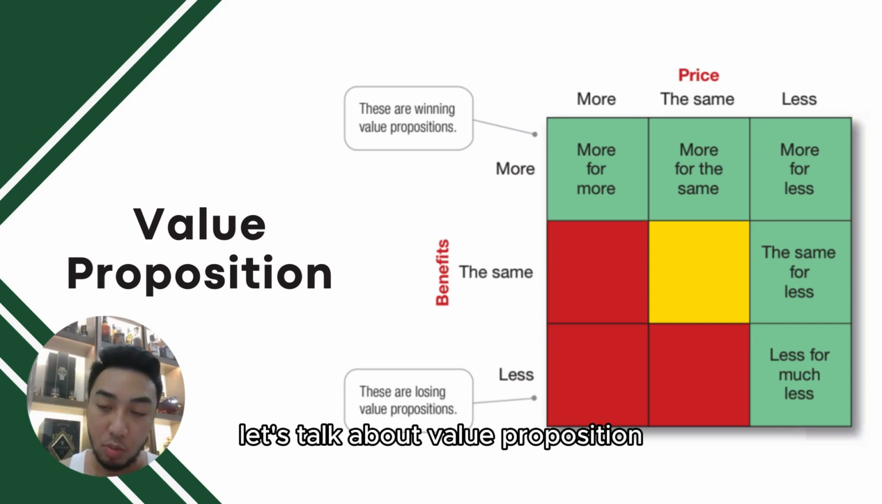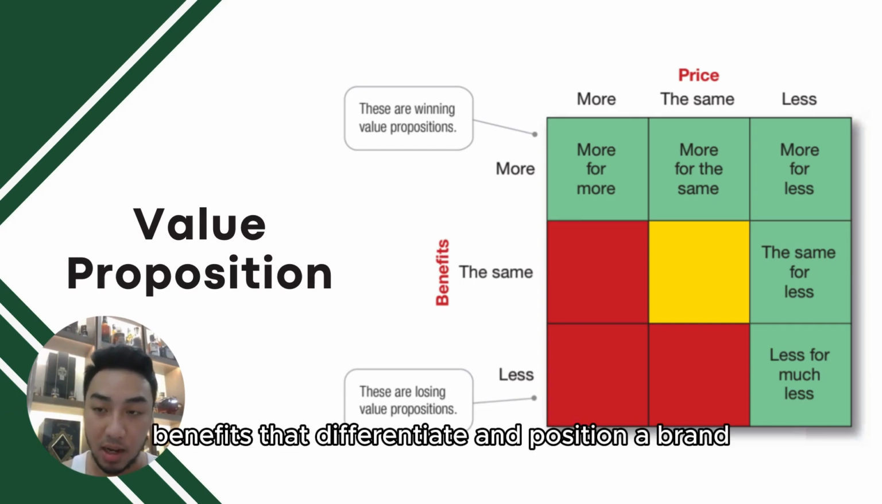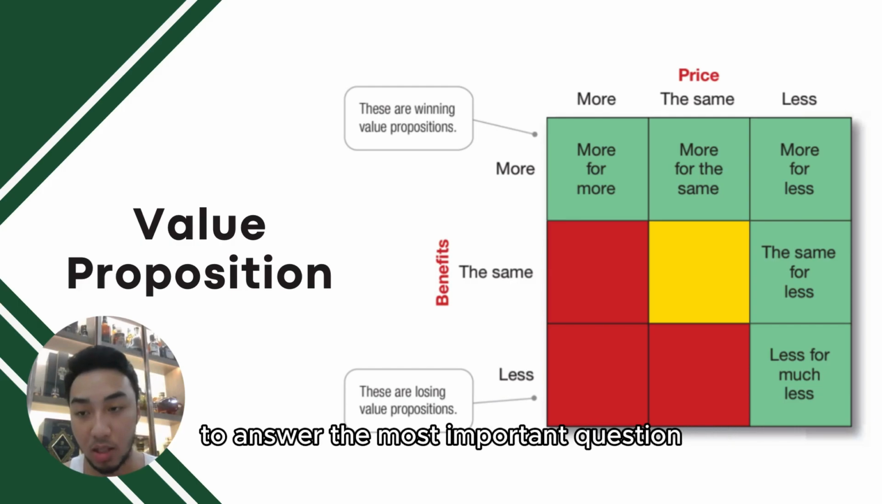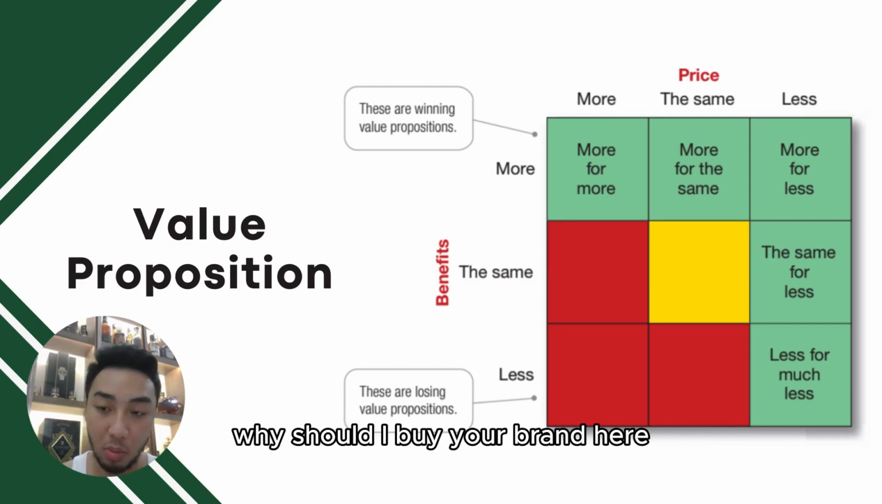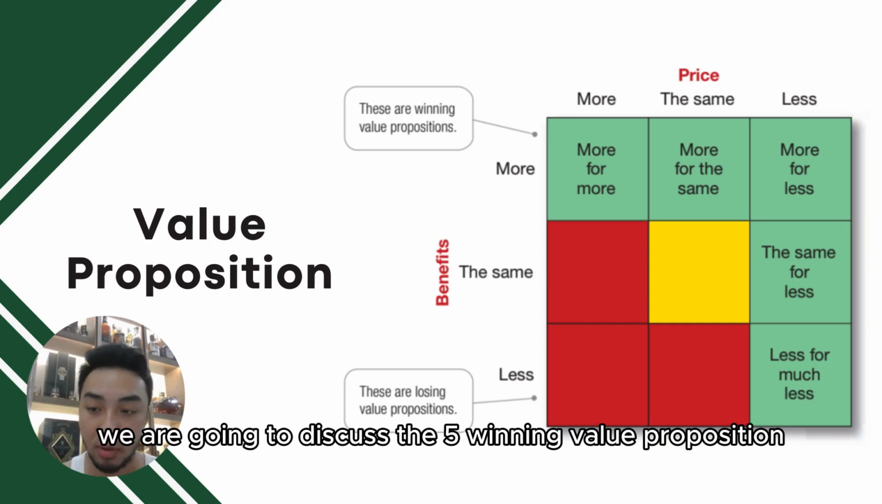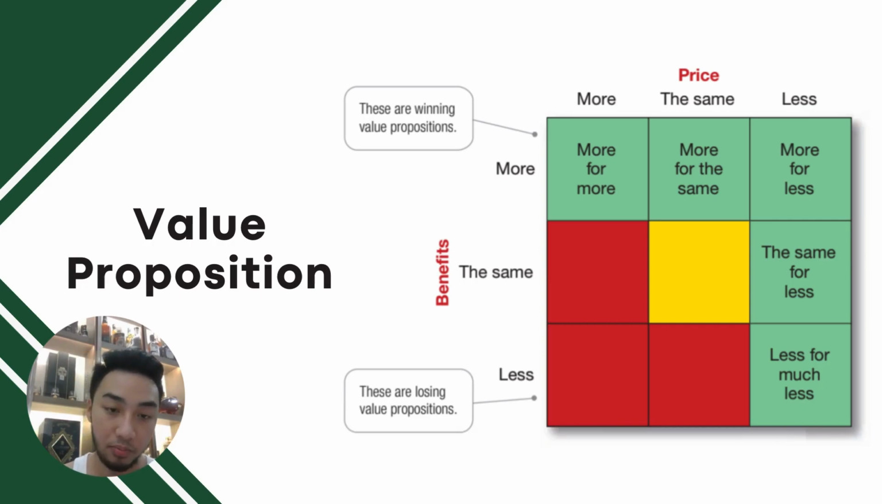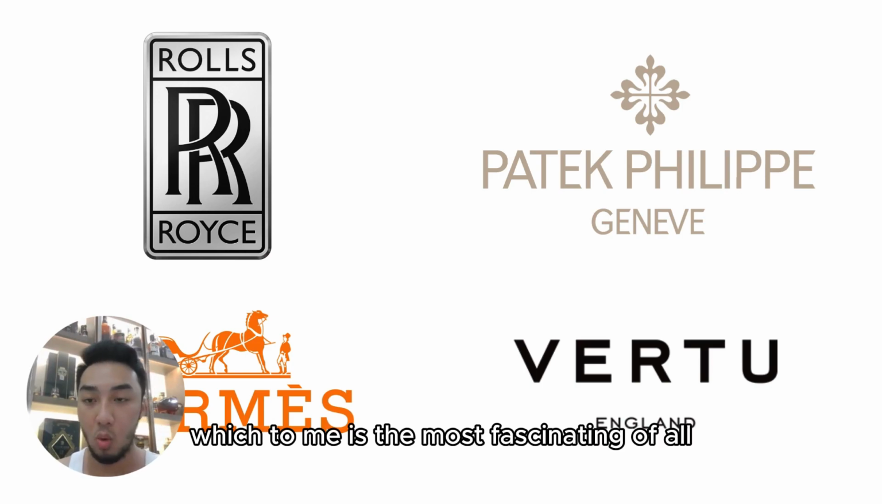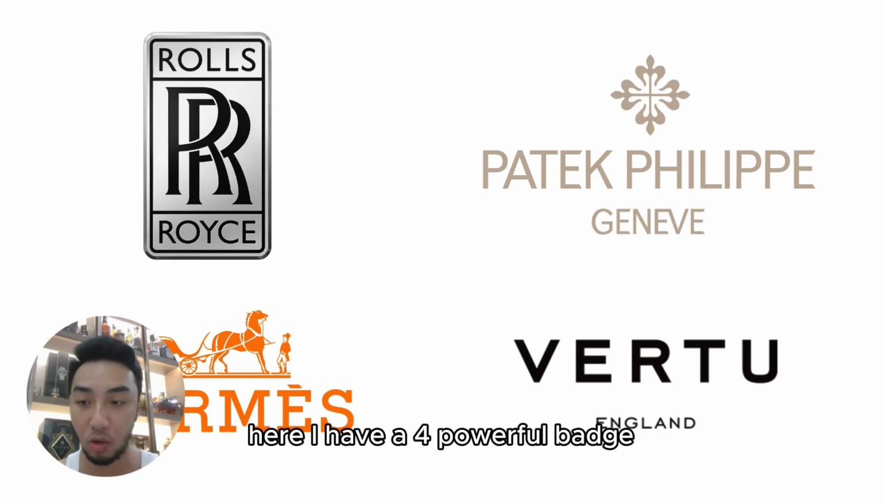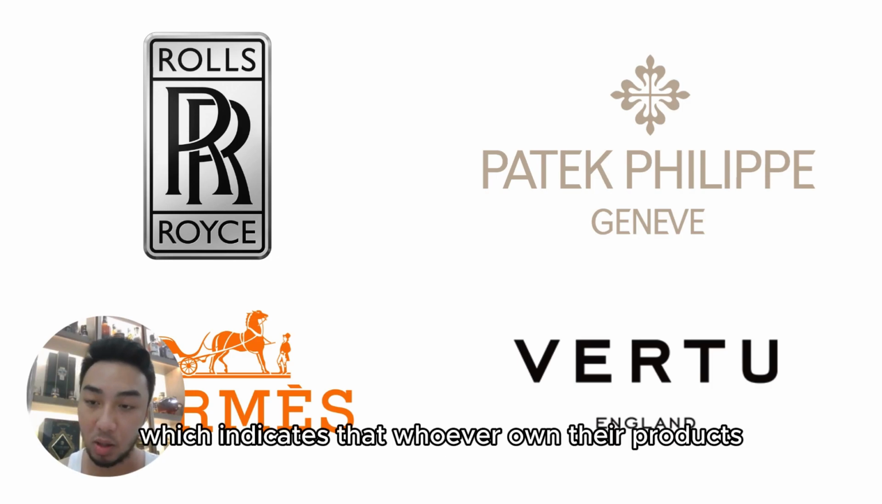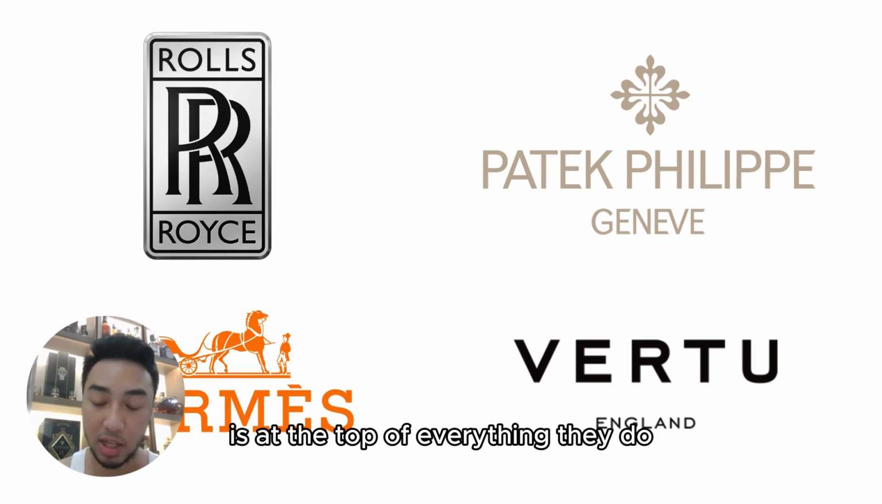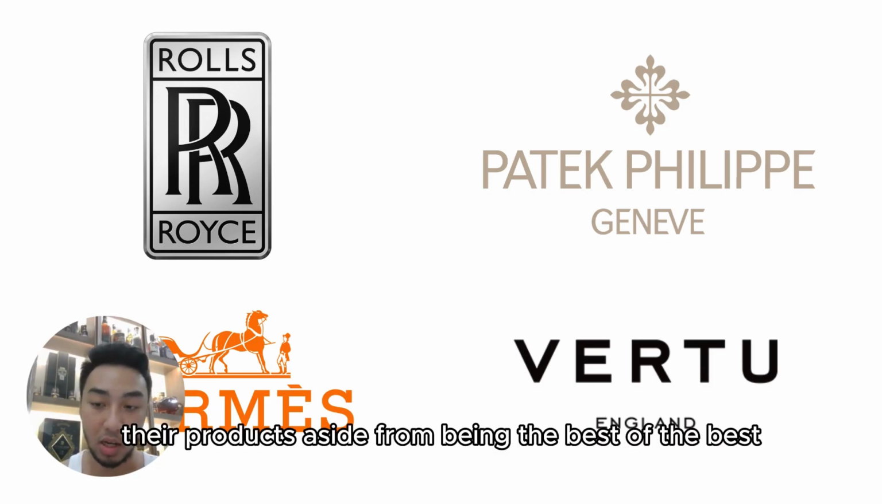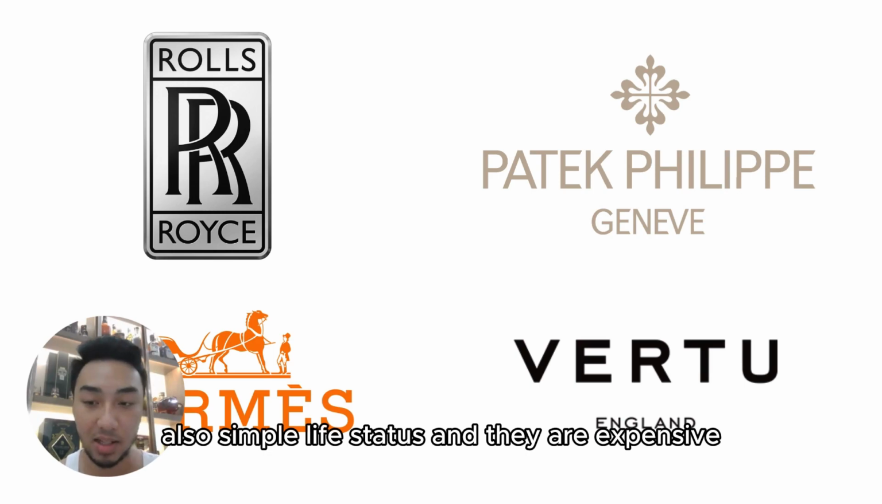Let's talk about value proposition, the full mix of benefits that differentiates and positions a brand, to answer the most important question: why should I buy your brand? Here, we are going to discuss the five winning value propositions. I want to start with more for more positioning, which to me is the most fascinating of all. Here, I have the four powerful badges, which indicate that whoever owns their products is at the top of everything they do. Their products, aside from being the best of the best, also symbolize status, and they are expensive.